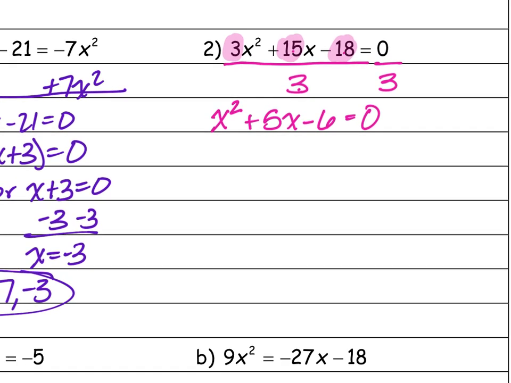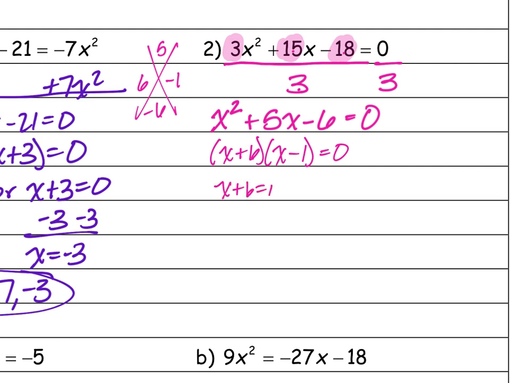So now I'm right back to what we've been doing. I know how to do this. I need two numbers that multiply to be negative 6 and add to be 5. It's not 2 and 3, because that doesn't add to be 5 if one's negative. So it's got to be 6 and negative 1. There we go. So x plus 6 times x minus 1 equals 0. So that means that x plus 6 equals 0 or x minus 1 equals 0. So x is going to equal negative 6 and positive 1.